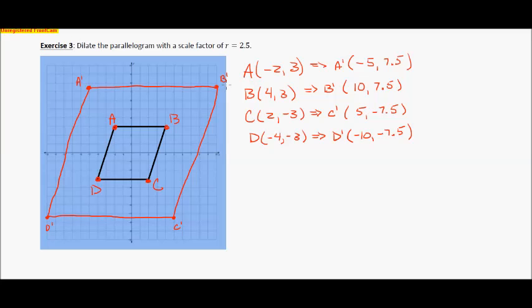Okay, so there's the parallelogram is what we have here. There's the parallelogram dilated with a scale factor 2.5, and you can see it made it much bigger, but it did fit on the coordinate plane, so I wanted to get it on there for you. And notice that a dilation keeps the same shape, but not necessarily the same size. So these two parallelograms are similar.